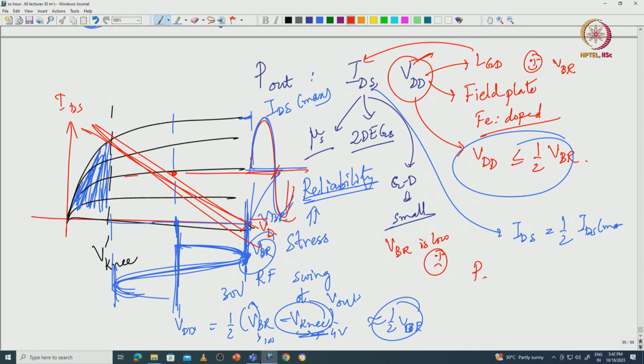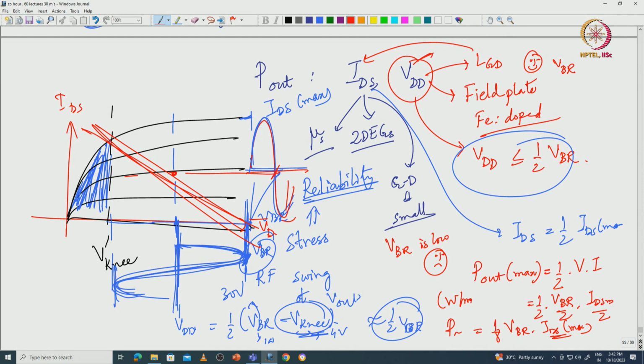So the maximum output power you can get is, because it's an RF, it's an AC, you have the RMS factor coming in. So you have half into Vmax into Imax, which is half into breakdown voltage by 2 into IDS max by 2. So it's one-eighth V breakdown into IDS max. If you know the breakdown voltage and the maximum current, then the maximum output power you can get is in watt per millimeter, by the way. This does not specify frequency.